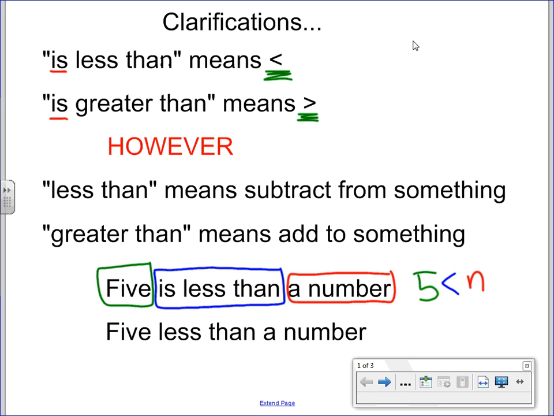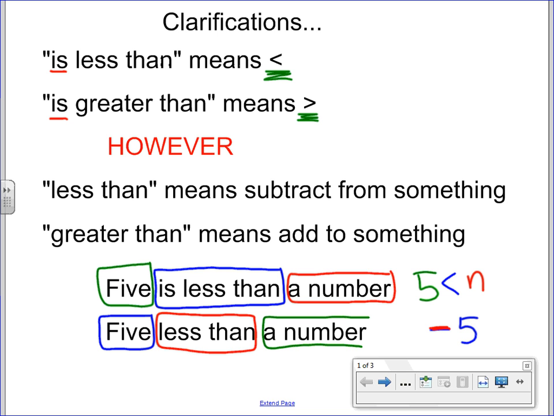Let's look at an example with just "less than." If we have 5 less than a number, that means we're going to subtract from something. So this 5 is going to subtract from something. We don't know what that something is. I put the subtraction sign there. And a number is what we're subtracting from, so a number goes first. So we're taking 5 less than a number. We're taking 5 away from a number.